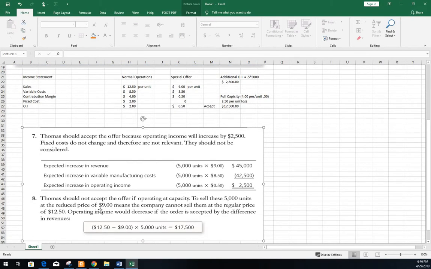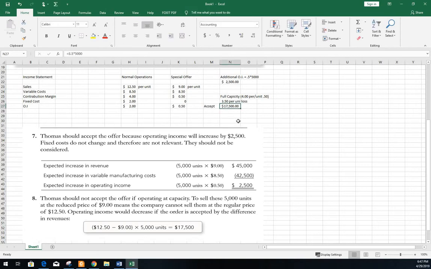And then number 8 is just as what I was saying. Thomas should not accept the offer if operating at capacity. To sell these 5,000 units at a reduced price of $9 means the company cannot sell them at the regular price of $12.50. That's reflected here in the contribution margin. Operating income would decrease if the order is accepted by the difference in revenues. $12.50 minus $9 times 5,000 units is $17,500. $17,500 is what I got here.